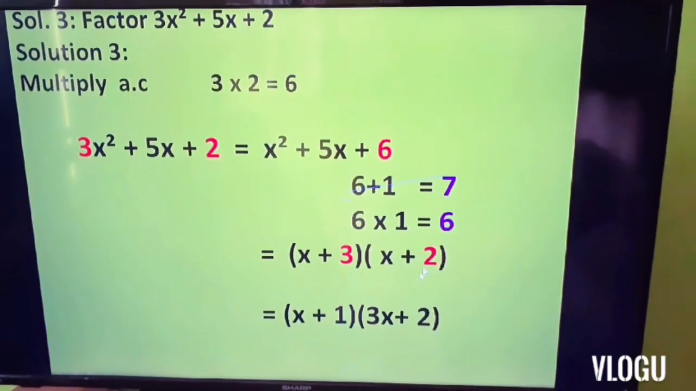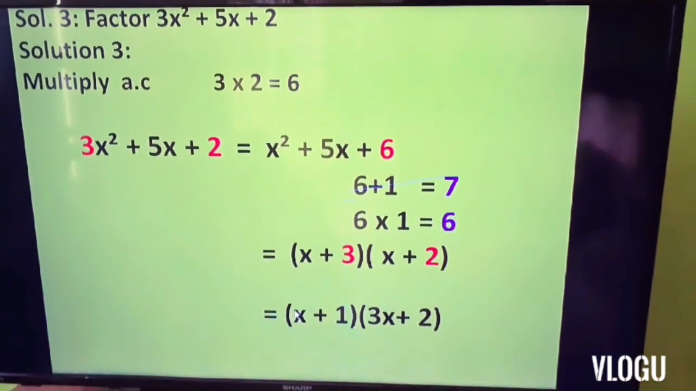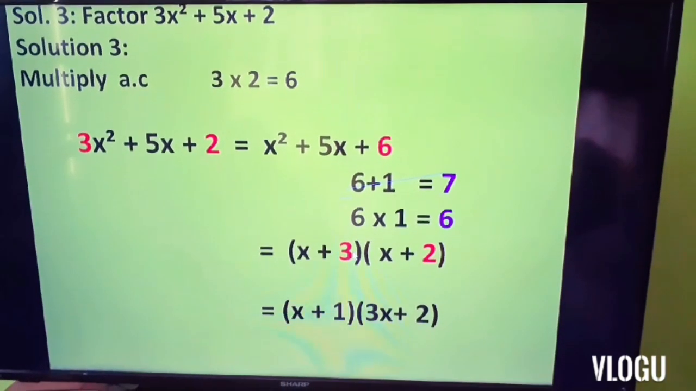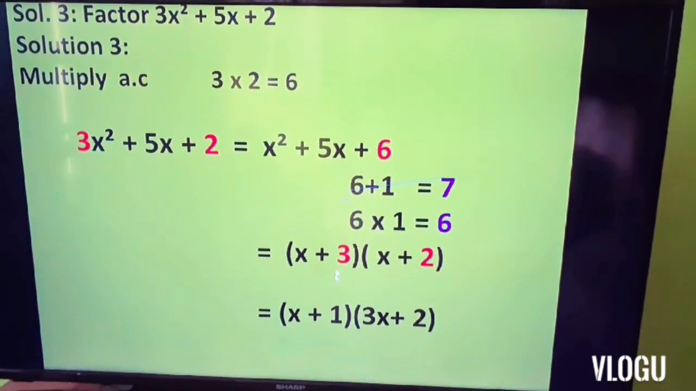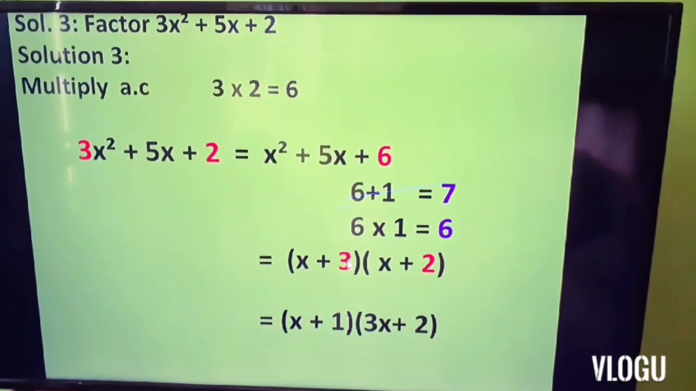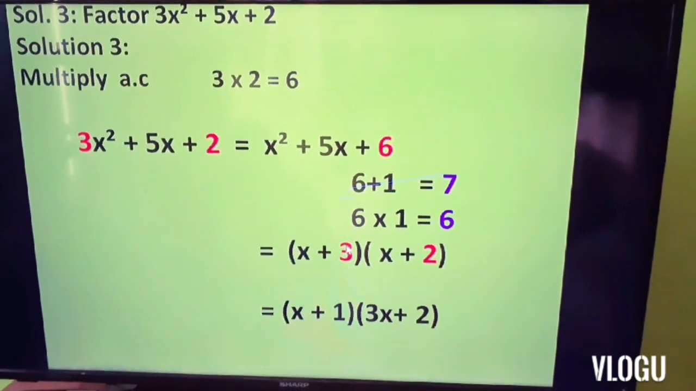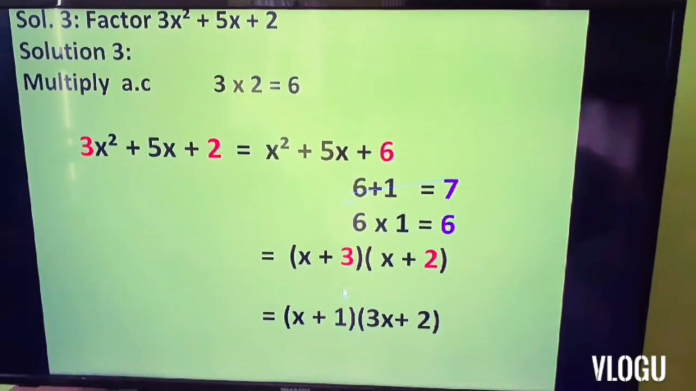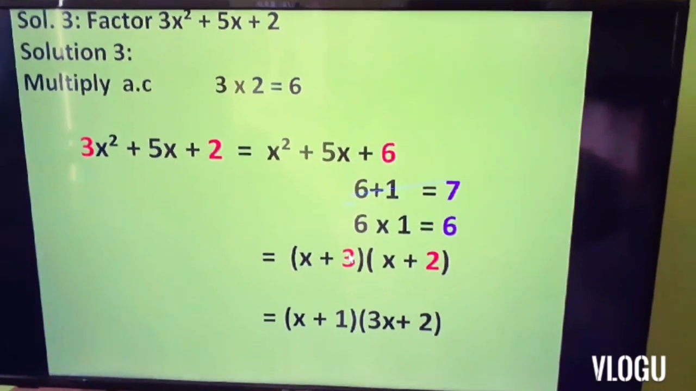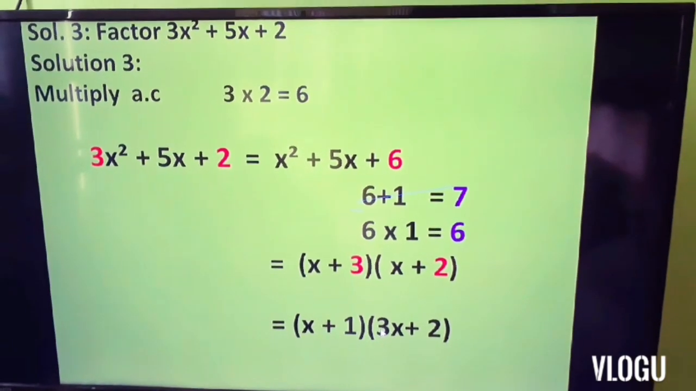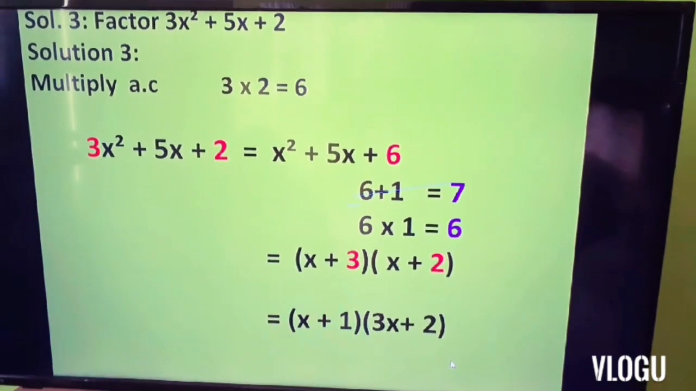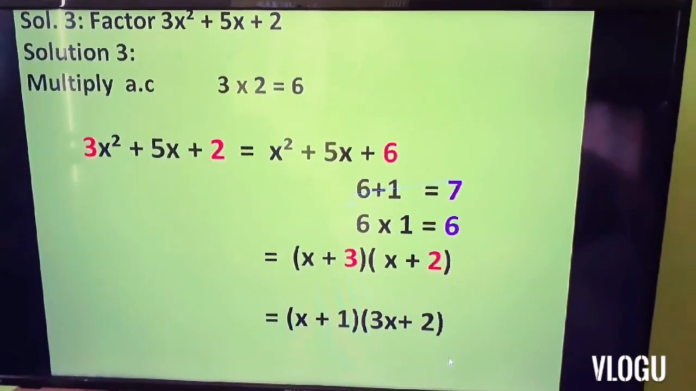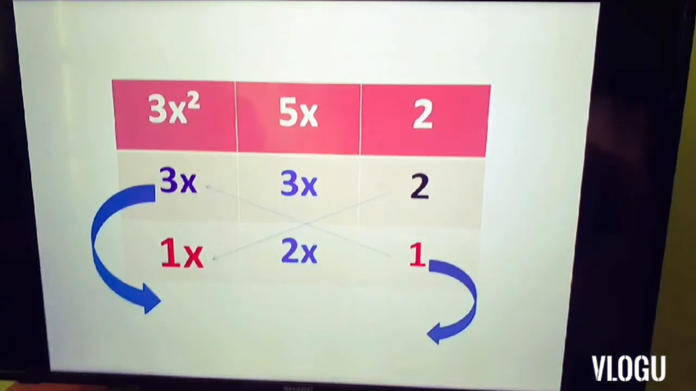Now, to find your final answer, we're going to divide the first term by the first term. The next number, which is equal to 3 by 3. That is equal to 3 divided by 3, that is equal to 1. And we multiply this 3 times x, that is equal to 3x. So our final answer is equivalent to x plus 1 and 3x plus 2. Your final answer. So ayan po mga ka-problematics, pangatlo na po yun. Meron pa tayong pang-apat, the last one.